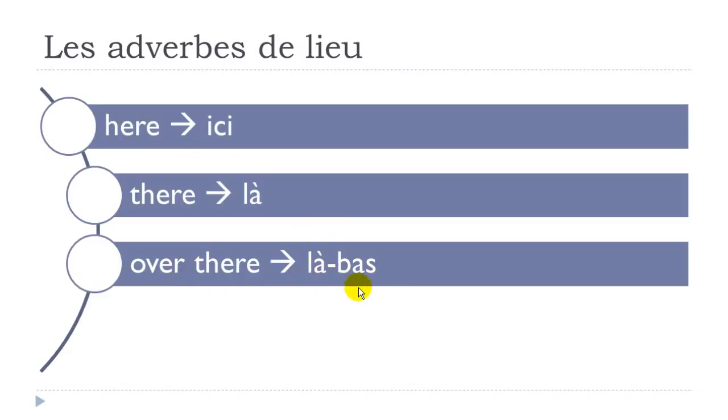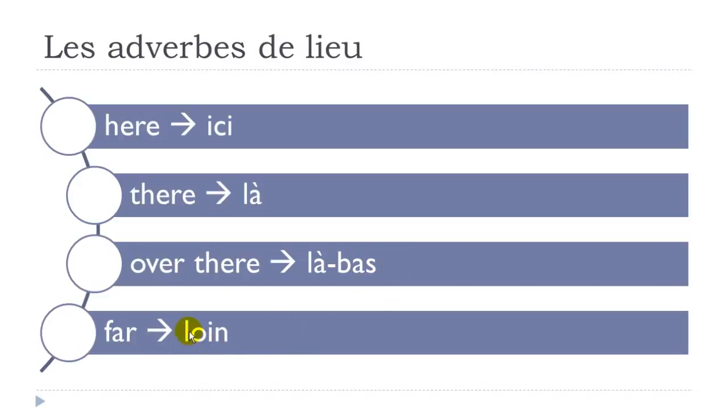Là-bas. Remember, final S not pronounced. Là-bas. Loin. Remember, when you get this combination O-I-N, it's ouin. Loin. Alright? So let's see them one more time. Ici, là, là-bas, loin. Okay?